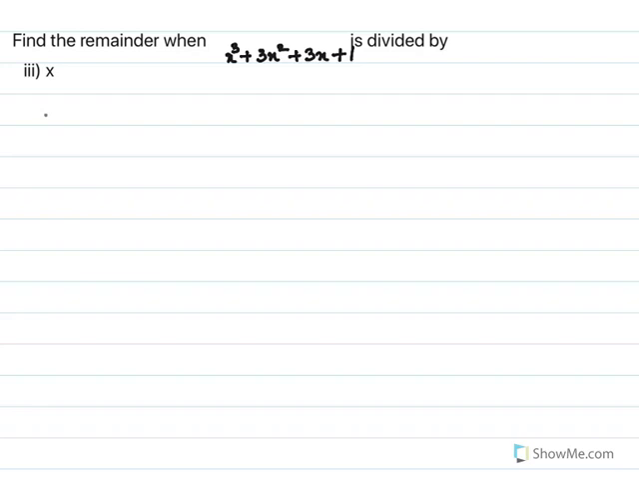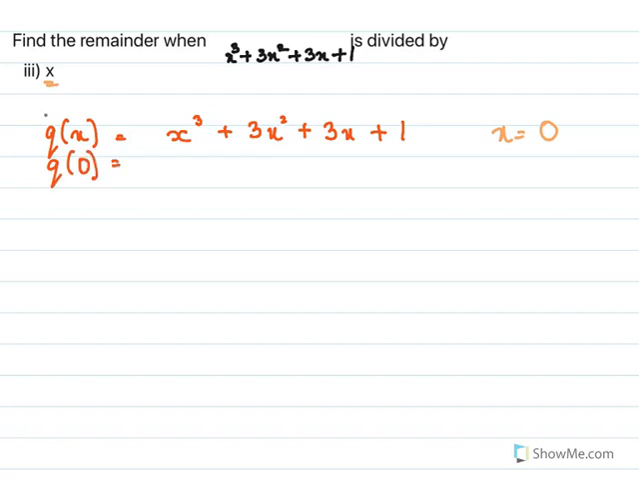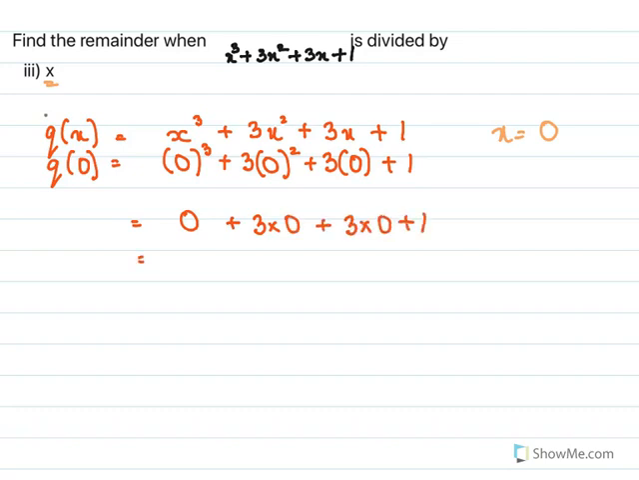Find the remainder when x cubed plus 3x squared plus 3x plus 1 is divided by x. So again I can write q of x equal to x cube plus 3x square plus 3x plus 1. Now we need to find the remainder when it is divided by x. So here we will put x equal to 0. What we need to find is q of 0, which means wherever there is x, I put 0. 0 cube is 0, 3 into 0, 3 into 0, plus 1. So 0 plus 0 plus 0 plus 1 equals 1. So q of 0 equals 1.